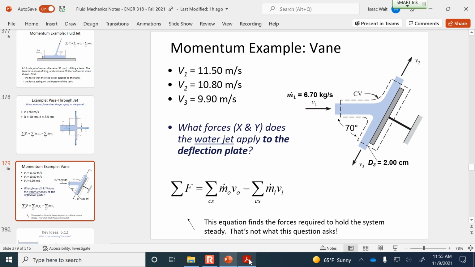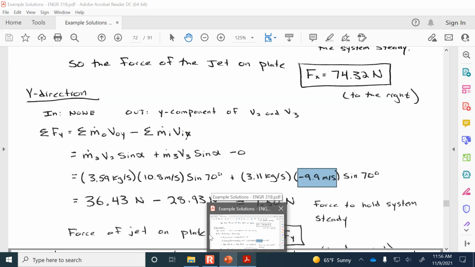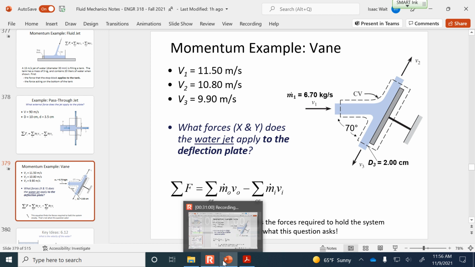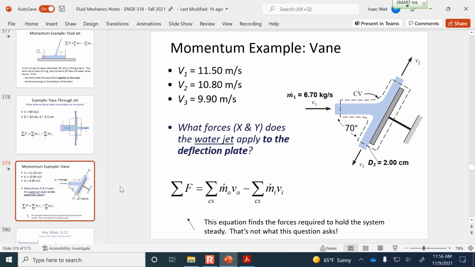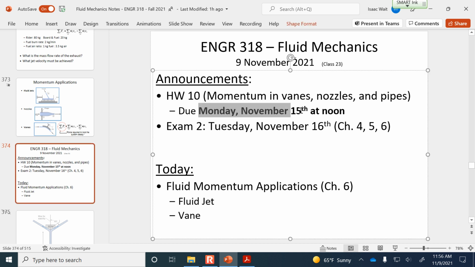Any questions on this example? Okay. I'll go back to this in case anybody needs to copy down more of the numbers, but before I do that, we'll just close by taking one last look at these announcements. First of all, the next homework assignment is due on Monday, and then the exam on Tuesday.